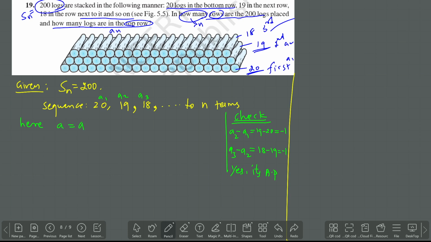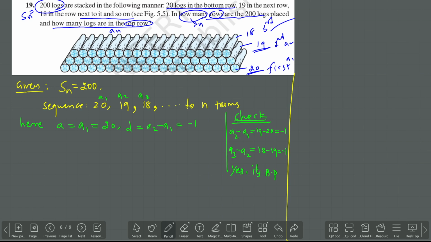A equals A1, the A1 value is 20. The last term is not given, so you will use the D value. D value is what? A2 minus A1 equals minus 1. From checking, or else when you use it also, you will get the same. Sn is given, okay. N value we don't know. By using Sn we can find N. Later we'll find An. Is it okay?